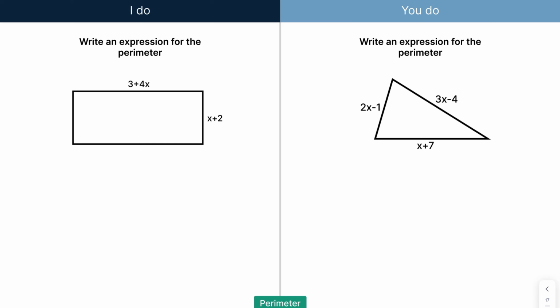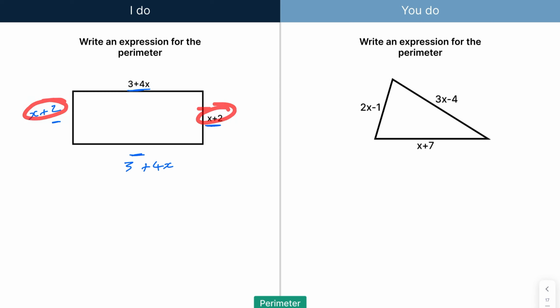Now moving on, write an expression for the perimeter. The perimeter is just all the sides added together. It's a rectangle, so we know that this side and this side are going to be the same, and this side and this side are going to be the same. So this would also be 3 plus 4x, and this would be x plus 2.